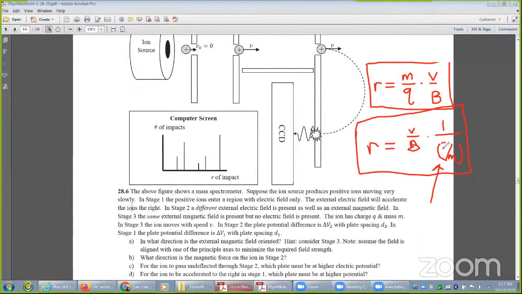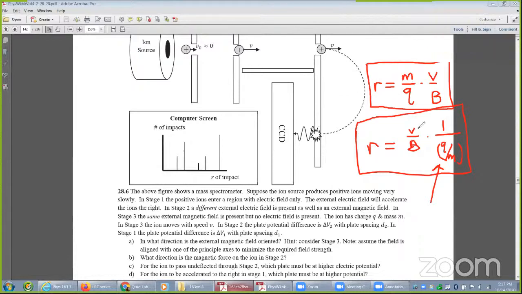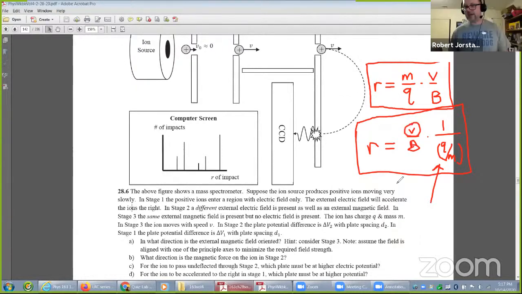So in this mass spectrometer, what would we be finding the masses of? You can't find the masses. What you could find is the charge to mass ratios of different ions. Think about this: you know the speed is the same for all the ions, and you know the B field is the same for everything. So this V over B is a constant. Essentially, the radius tells you the charge to mass ratio.